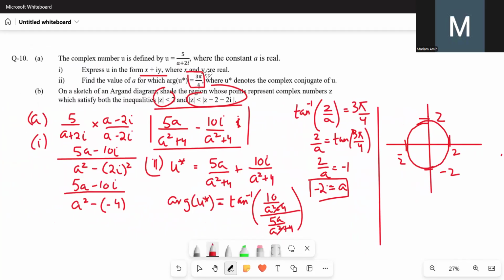Okay. Next, we need to draw this. This gives us the point 0, 0 because it's z minus 0 minus 0 iota. And this one gives us the point 2, 2. And we have to plot the perpendicular bisector of 0, 0 and 2, 2. Let's plot these 2 points 0, 0, 2, 2.